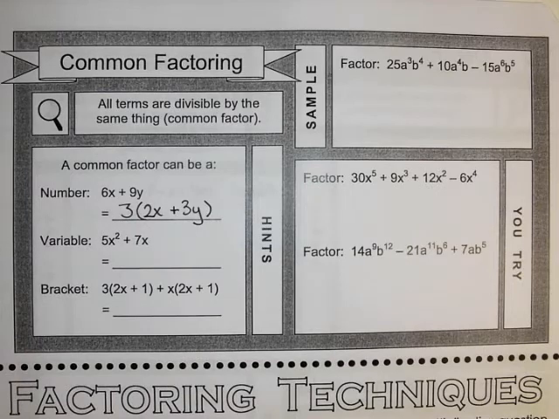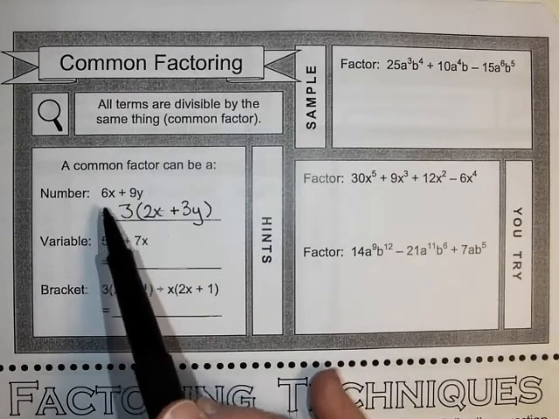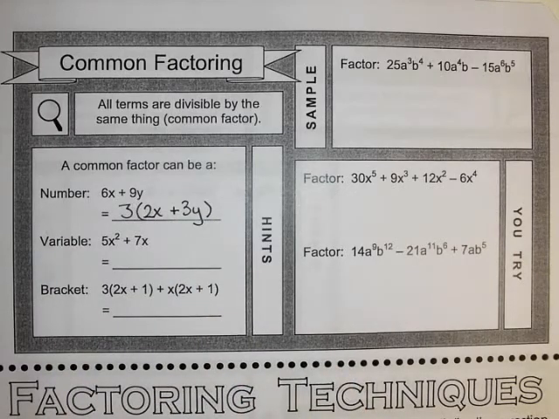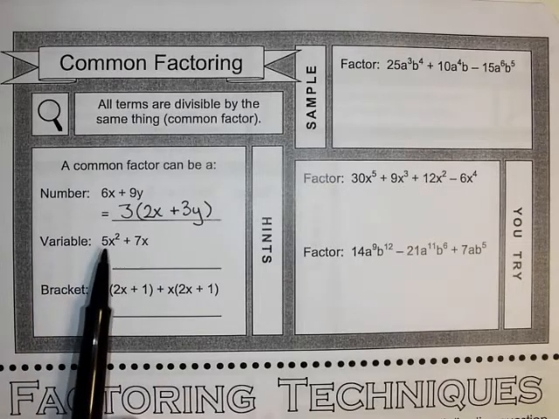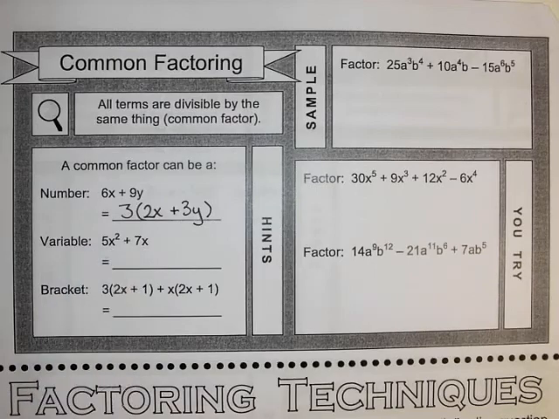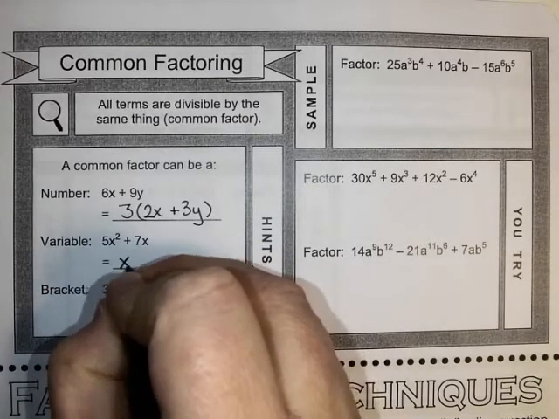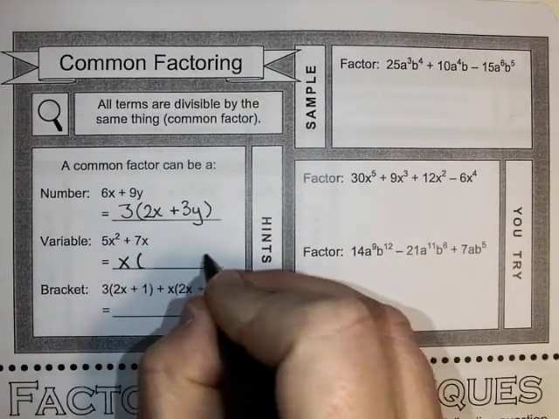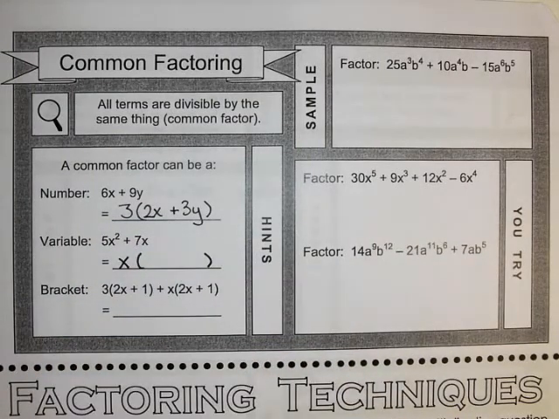If we were to multiply it back out, 3 times 2x would give me 6x, and 3 times 3y would give me 9y. So aside from a number, common factors can also be variables. We look to see if there is a letter that all of the terms have in common. I have 5x squared and 7x, and I notice they both have an x. So I'm going to common factor out an x, and start my multiplication question as x times something.